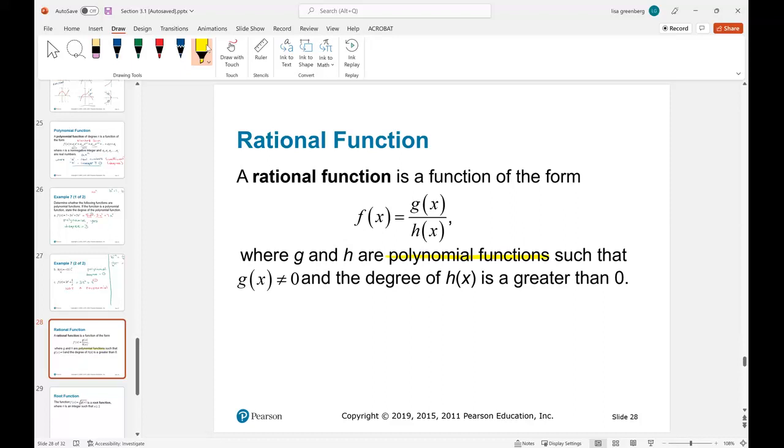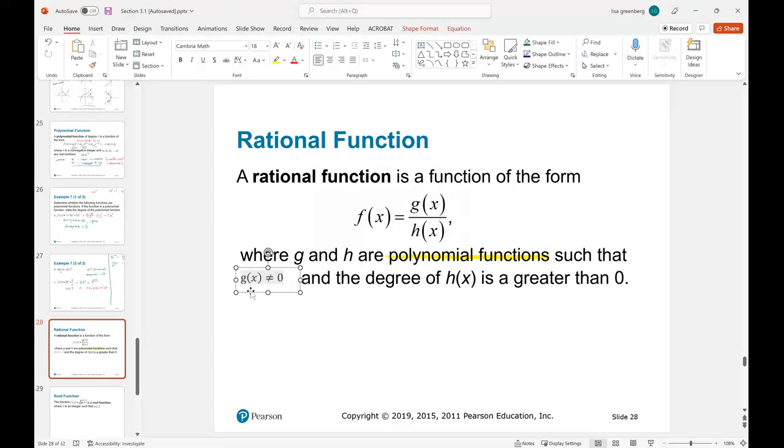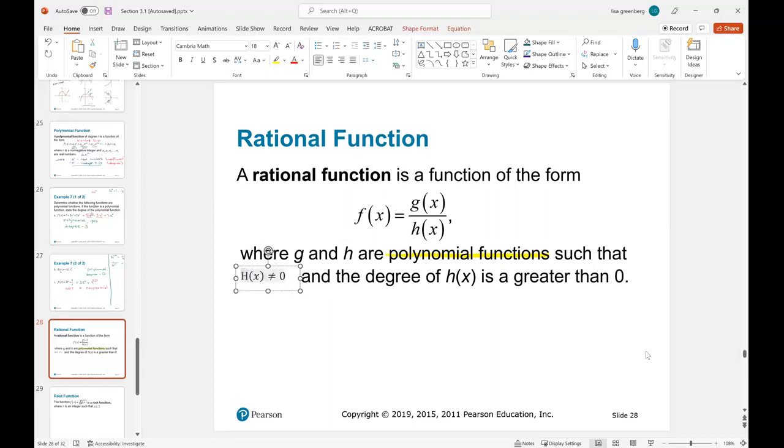actually, this is not correct. Let's see if I can fix it. This is h of x. Make it small h. Okay. So here we have where h of x is not equal to 0 because we can't have the denominator equal to 0. Let me make these a little bigger.